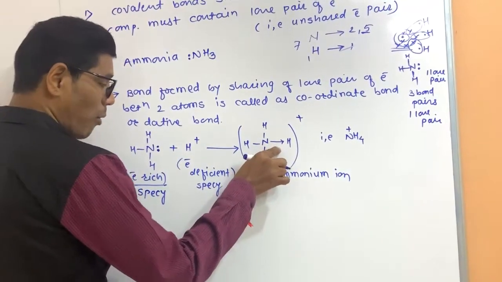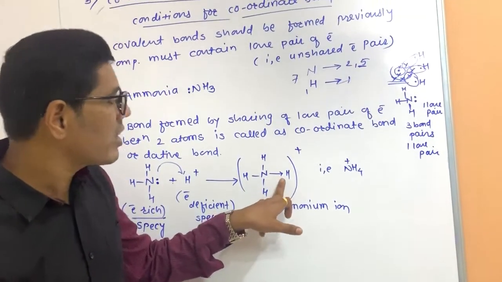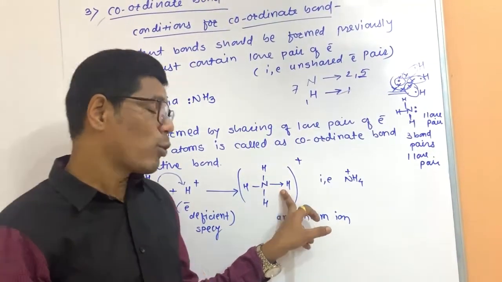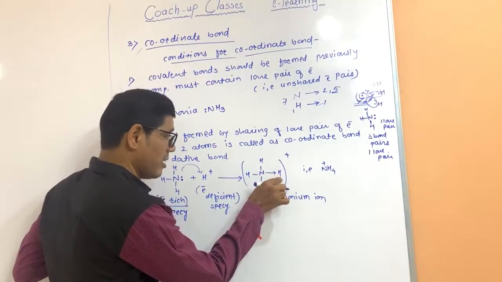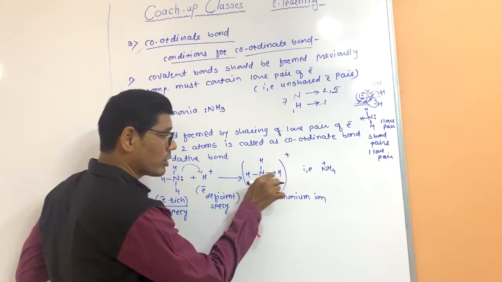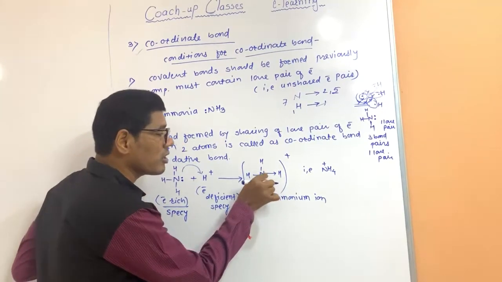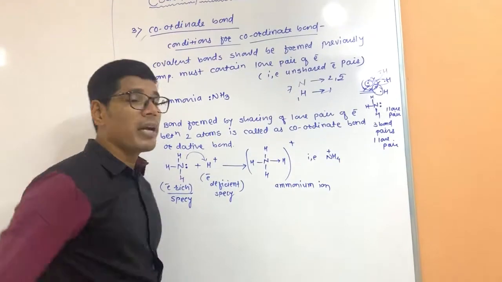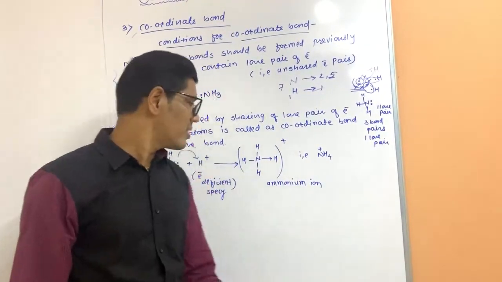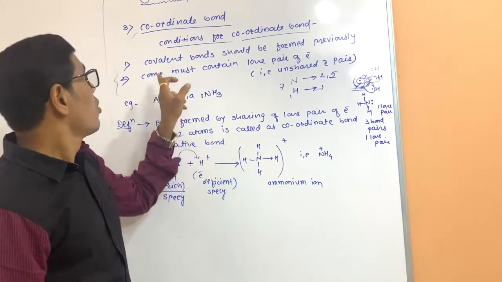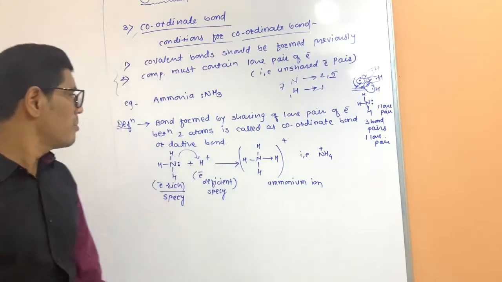That type of bond formed is called the coordinate bond, which is represented by this arrow, a straight arrow headed at the end. This is hydrogen and this is nitrogen, and in between them there is the formation of a coordinate bond. During this formation, nitrogen transfers its pair for sharing only towards the hydrogen. And this type of bond is also called the dative bond. Another name is the dative bond.